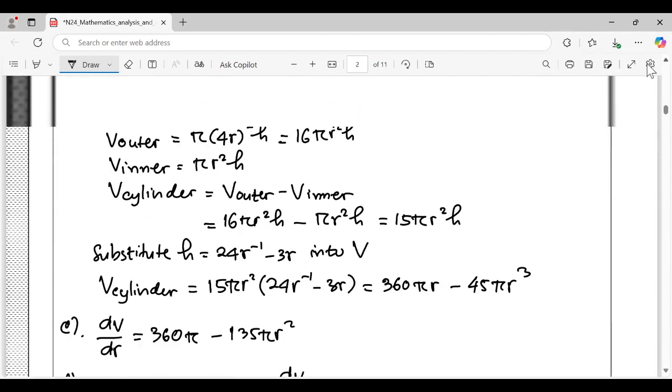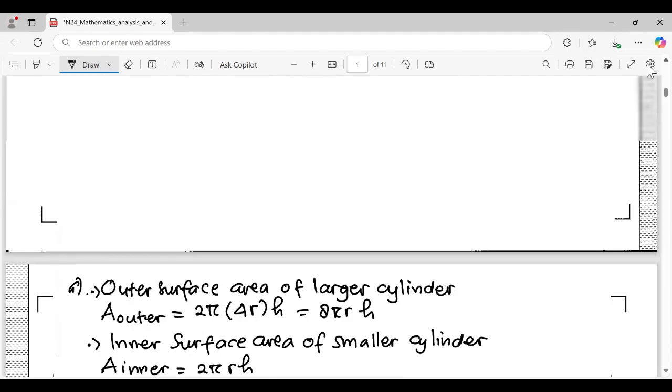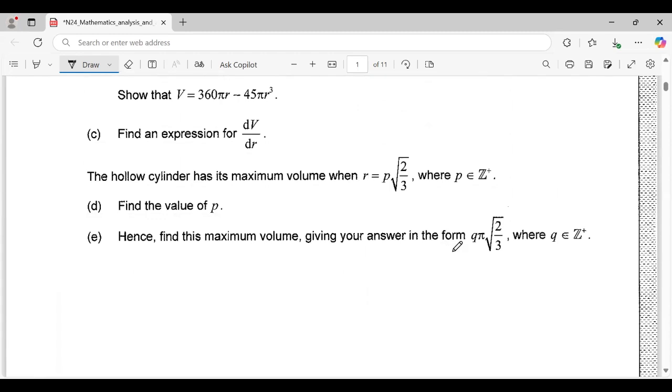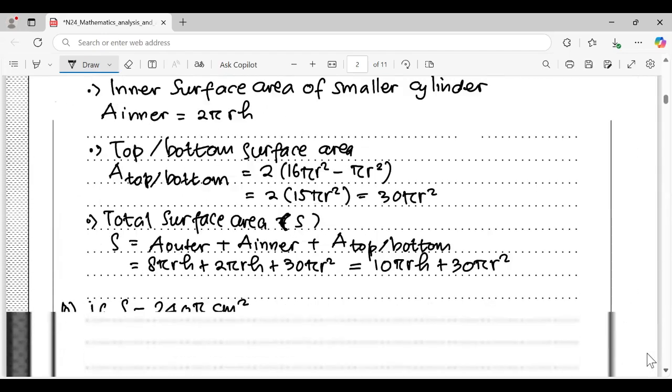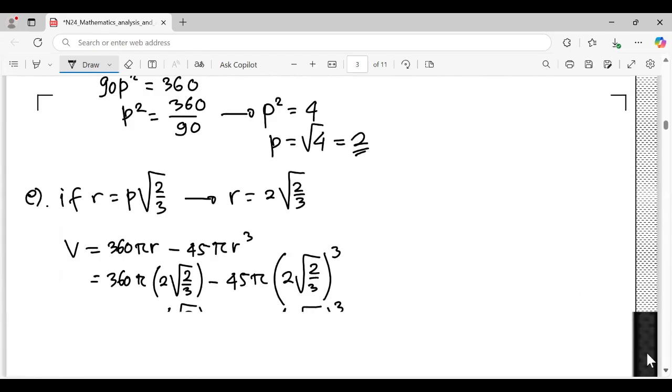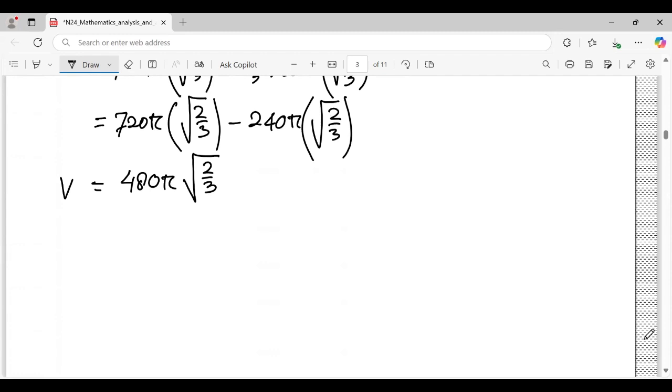If you look the question, let's evaluate the question. In the form q pi square root 2/3, meaning q equal 480. That's right.